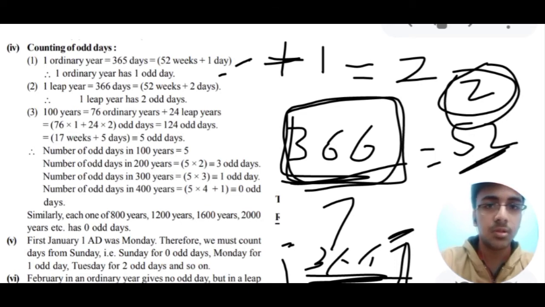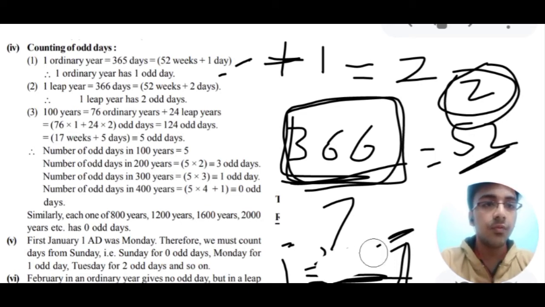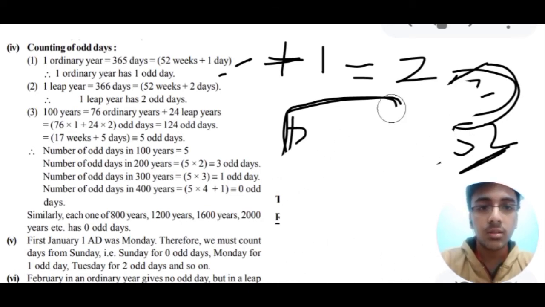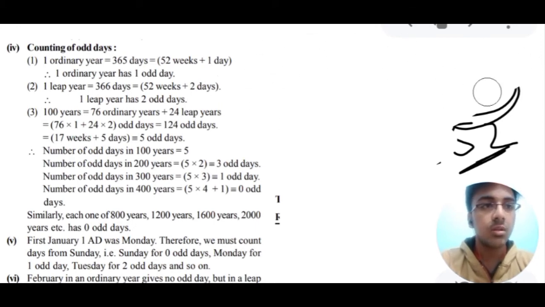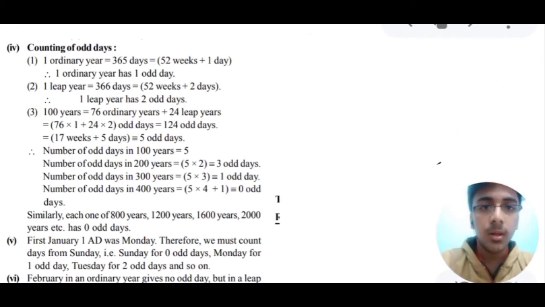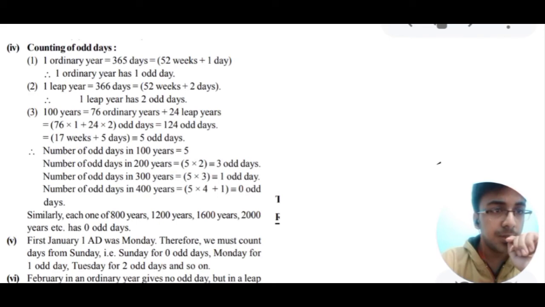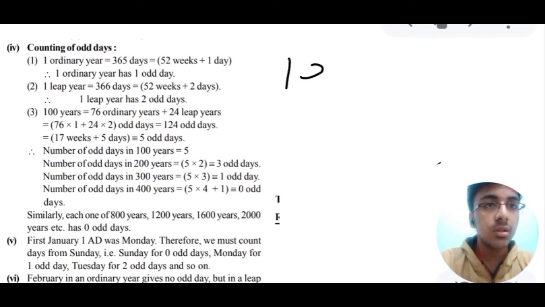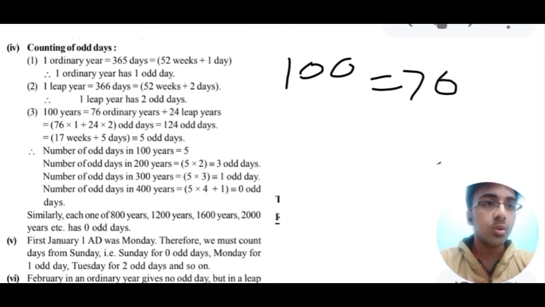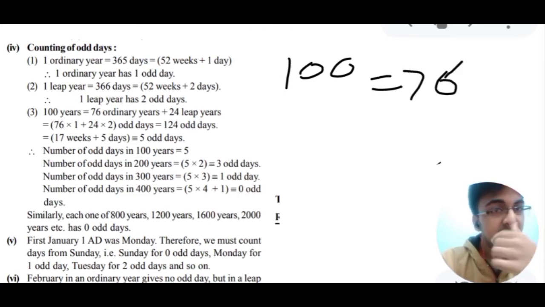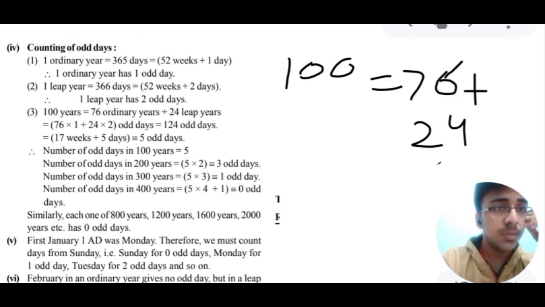It's pretty much clear. Now, before moving forward, the next is similar. That's a very easy concept. Let me tell you clearly. Here, 100 years equals 76 ordinary years. We're talking about 100 years, not 100 months. In 100 years, there are 76 ordinary years. I already told you what ordinary years are. It's not a leap year, it's an ordinary year. That's 76 ordinary years plus 24 leap years, as we know.